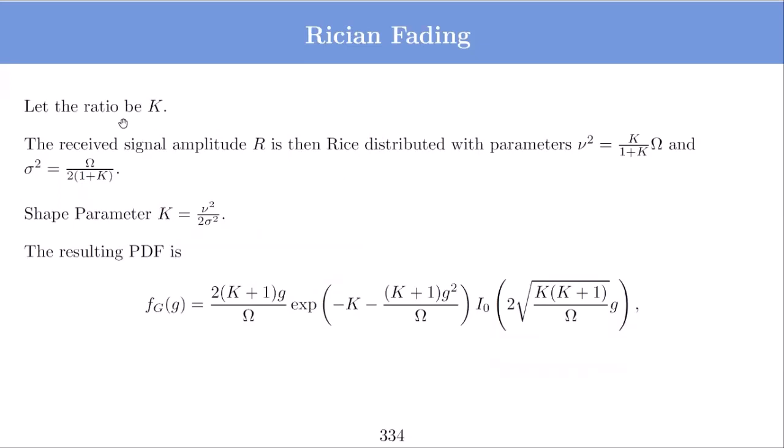And if the ratio between these two is k, then the received signal amplitude is Rice distributed with parameters nu square equal to k upon 1 plus k times omega, and sigma square equal to omega upon 2 times 1 plus k. So there are two parameters here, k and omega, or you can write in terms of nu square and sigma square, and the shape parameter is known as nu, and the resultant PDF would be in this format. So this is the Bessel function. The expression is actually a little bit complicated to work with.